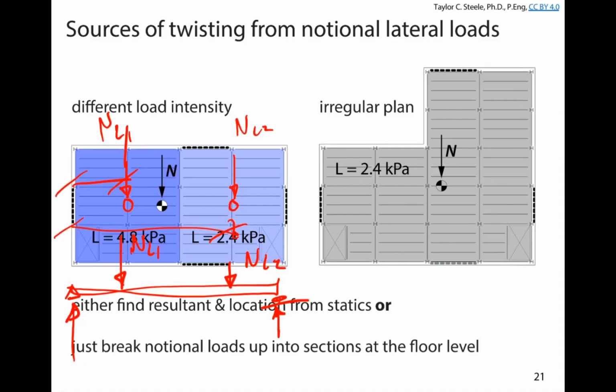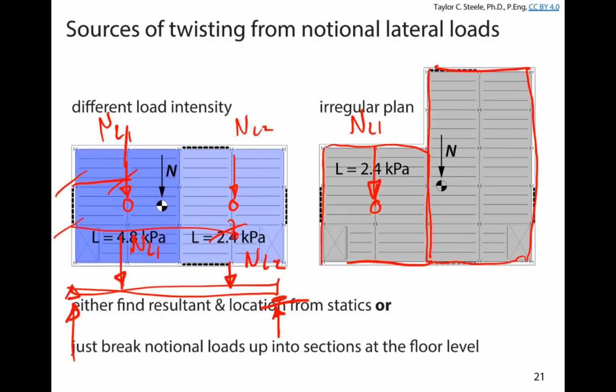Okay, so different load intensities can shift the center of action of that notional lateral force, but we also have the potential for irregular plans. And so, for example, maybe we've got an office building, but it's L-shaped. And so there's more floor space over here than there is over here. Again, we might be able to just separate that and say this is notional live load 1, and this one up here might be notional live load 2, and we could do the same thing.